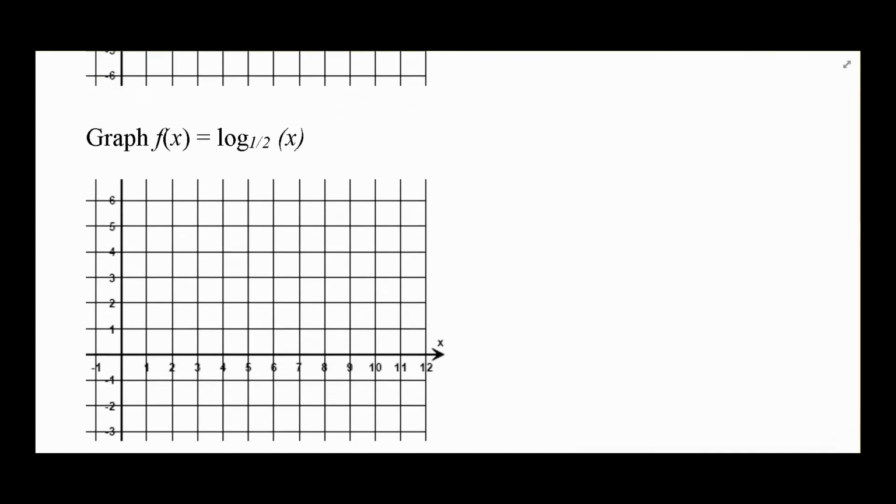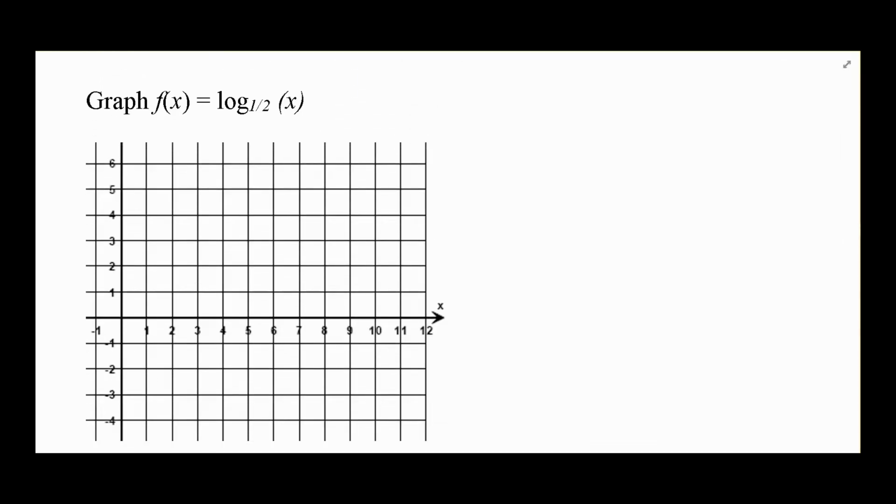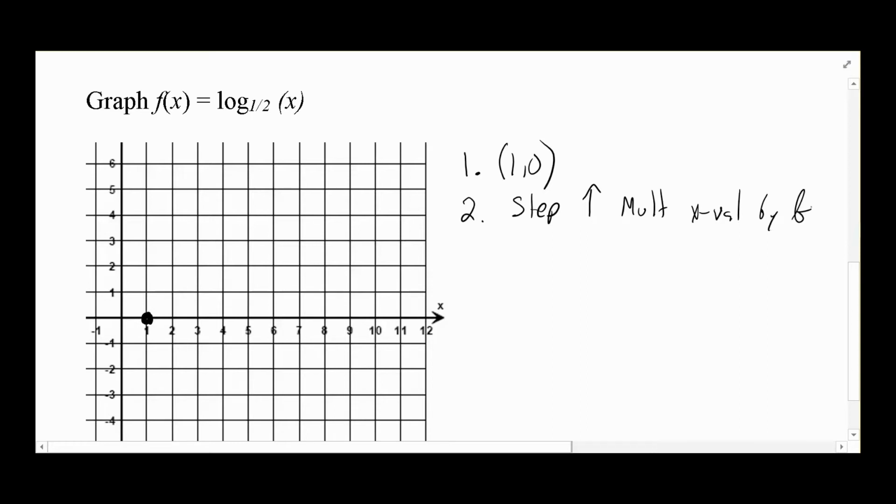Let's go ahead and look at what this is going to look like if we have a fractional base. So step 1 was still the ordered pair 1, 0 is on it no matter what. Step 2 said if you want to take a step up, multiply the x value by your base. So our x value is 1. If I multiply by the base, which is a half, I'm going to get 1/2. And again, that was for a step up from here. So my x value becomes a half.